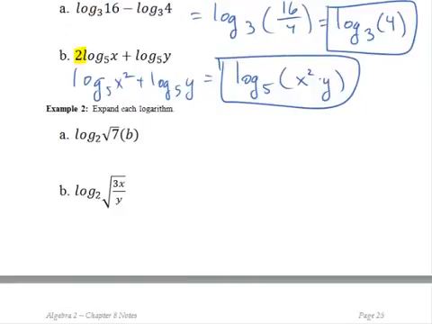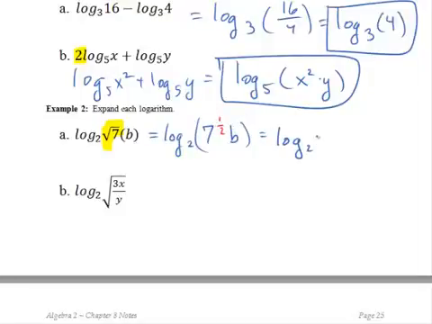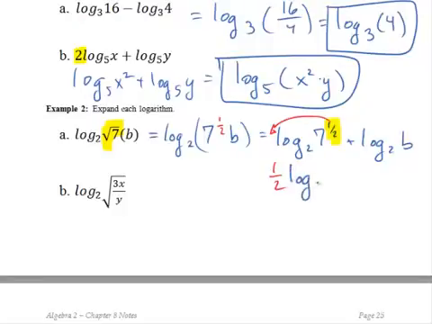Now, if we're going to expand, we need to focus in on the square root as being a power. So you need to think about this as being log base 2, 7 to the 1/2 power times b. And once you think about that as a power, then we have log base 2 of 7 to the 1/2 plus log base 2 of b. And this comes out in front. So it's 1/2 log base 2 of 7 plus log base 2 of b.